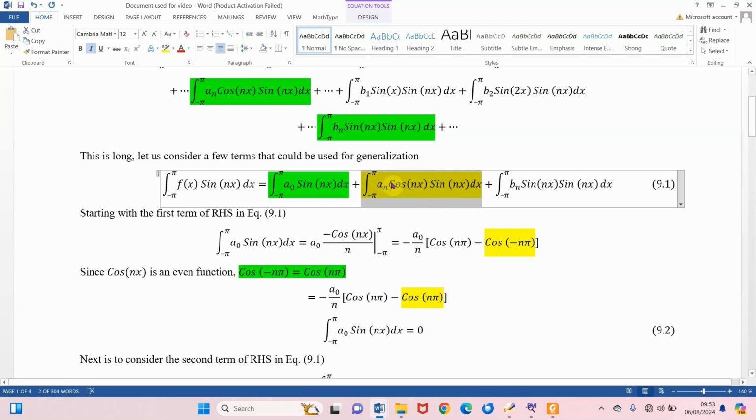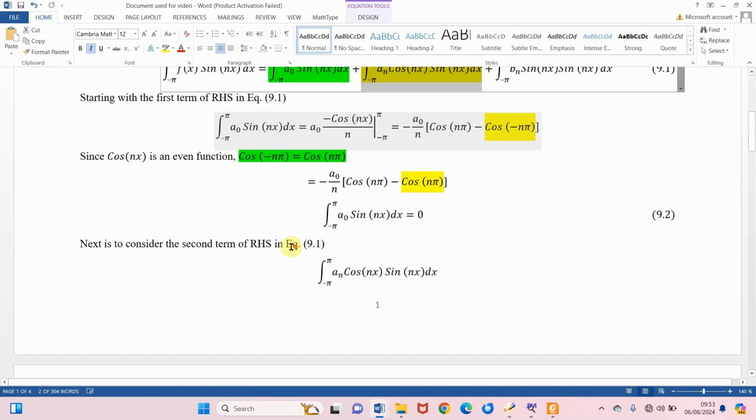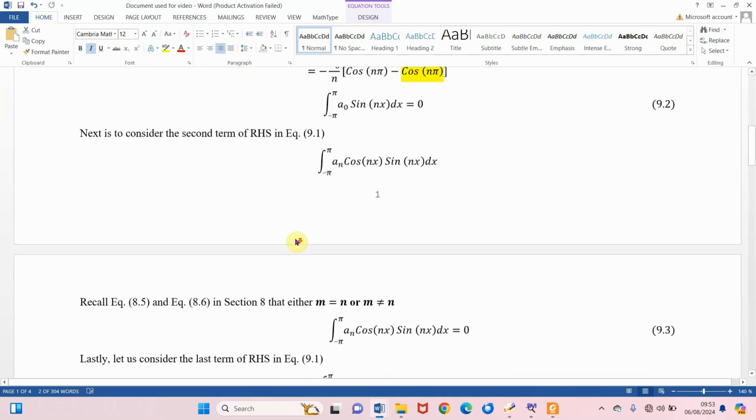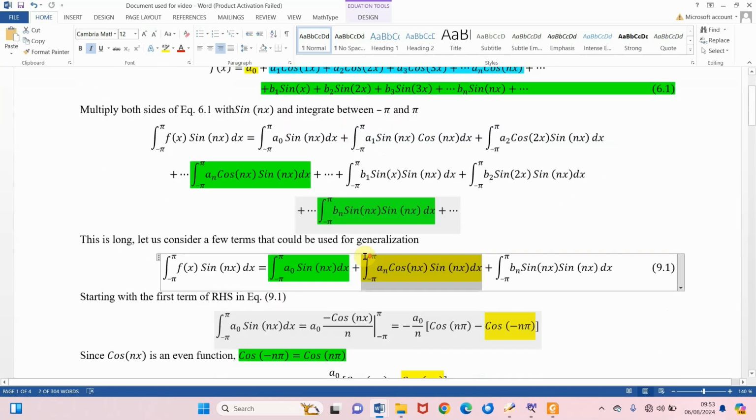If this one is an odd function, remember the integral: if you partition it from minus pi to 0, then from 0 to pi, the integral from minus pi to pi of an odd function will give you the negative of the integral from 0 to pi of the same function. So that negative will cancel it, and then you have 0. If you still don't get it, please go back to your lecture notes, equations 8.5 and 8.6, and you will see this explanation very well.